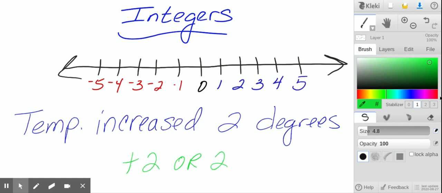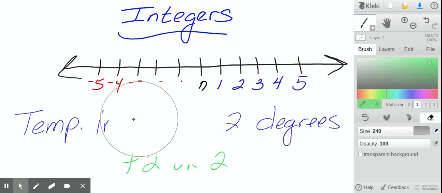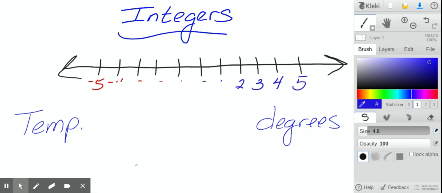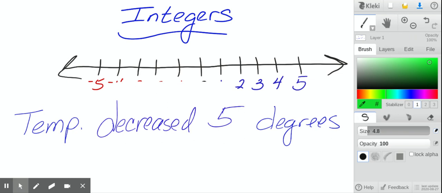Now, if I changed what this said, and I had this say that the temperature decreased, let's say 5 degrees. So the temperature decreased 5 degrees. If it decreased 5 degrees, would that be a +5 or a -5? Well, it's going down, so that would be a -5. So to represent that as an integer, we would write -5.